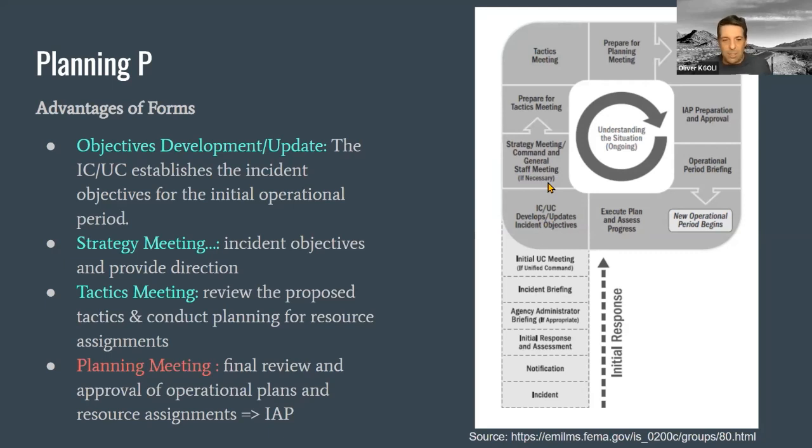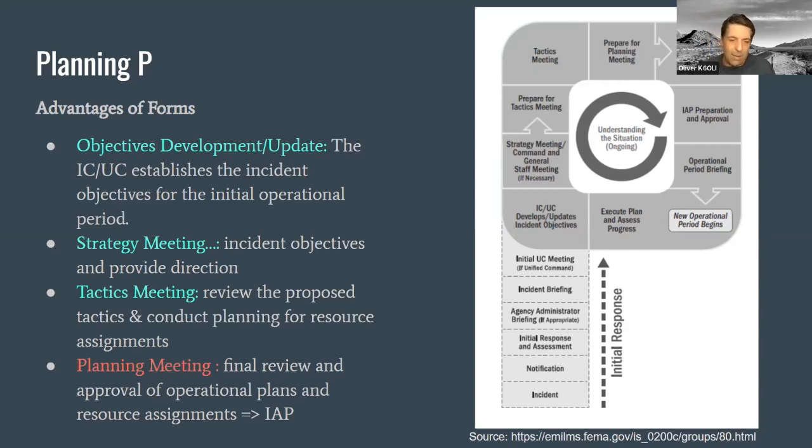Then you have a strategy meeting where the incident objectives are shared with the general staff and the command staff and provide direction to them. They have the tactics meeting where they review the proposed tactics and conduct the planning for the resource assignments, right? So who's going to do this now? What are we going to do? How are we going to do it, and who's going to do it, right?